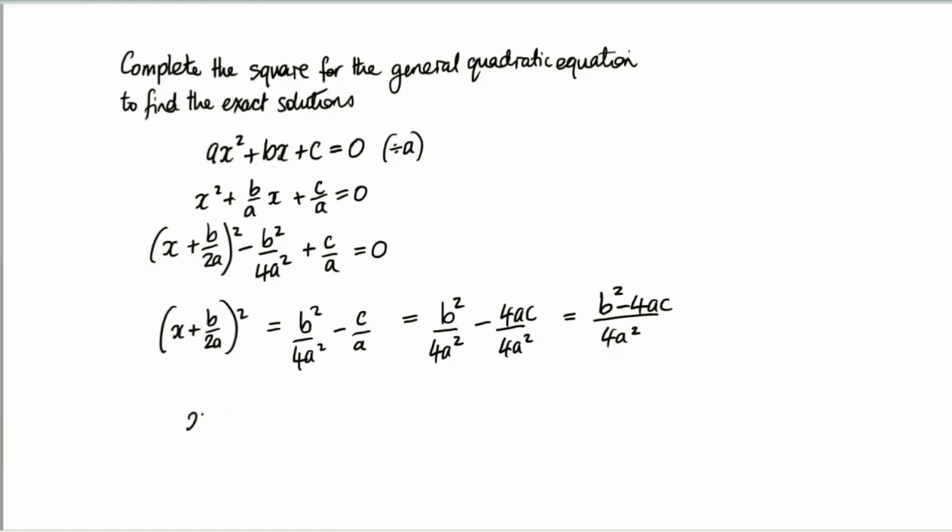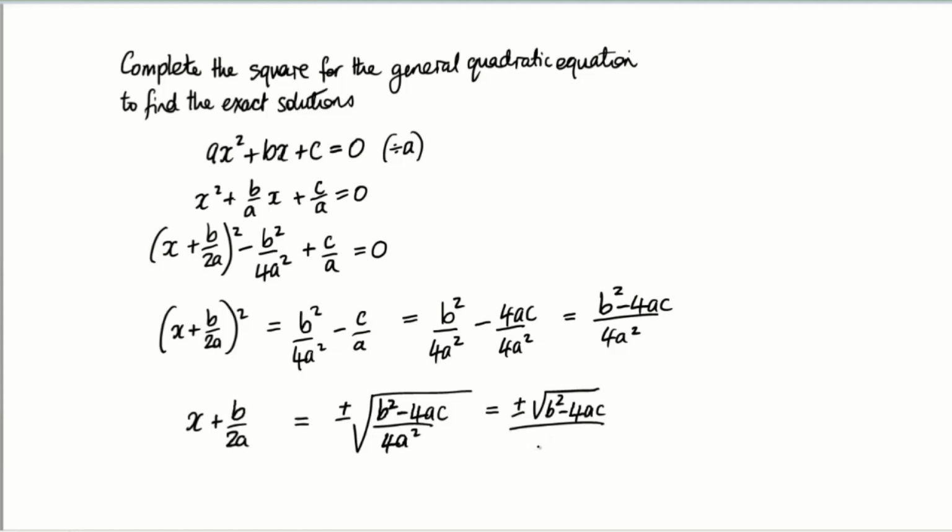So I now square root each side. And that will give me plus or minus the square root of b squared minus 4ac over 4a squared. Now, according to the rules of surds that we're familiar with, the square root of a fraction is the same as the square root of the top divided by the square root of the bottom. So the top I leave in this form. Square root of 4a squared is 2a.